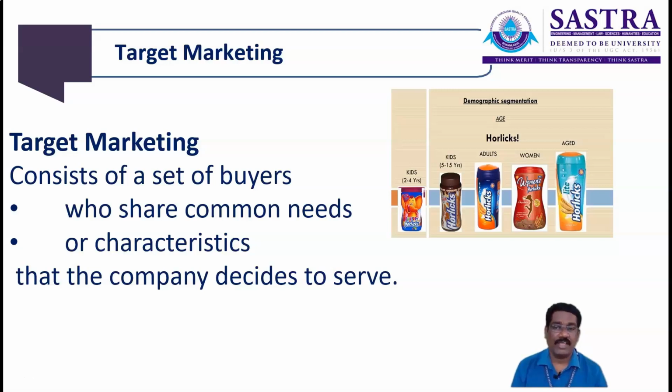So as we have taken Horlicks again as an example, it is trying to serve kids from 2 to 4, and juniors from 5 to 15, and adults, women, and aged people who are, as I said earlier, very much calorie conscious. So this company comes out with a very specific brand to suit the requirement of that particular segment, and they try to serve them. That process we call target marketing.